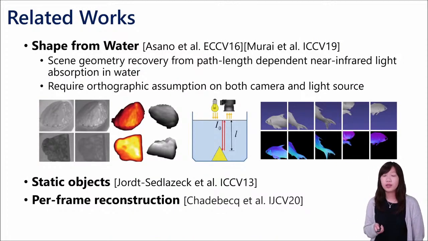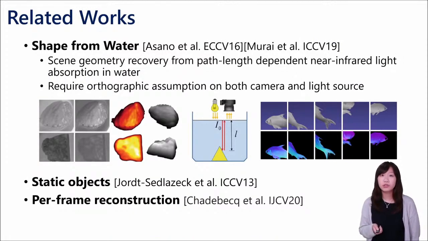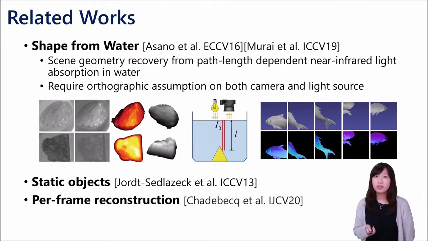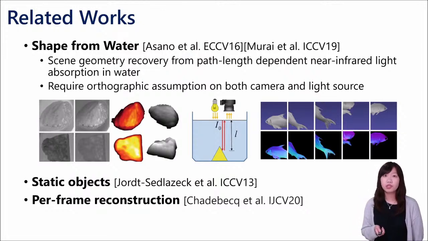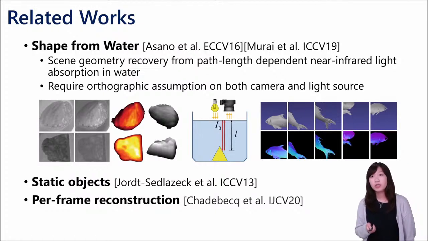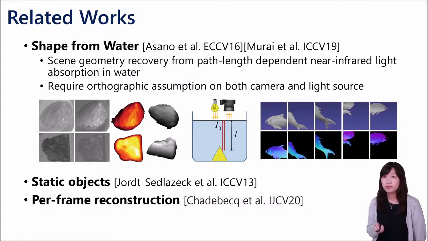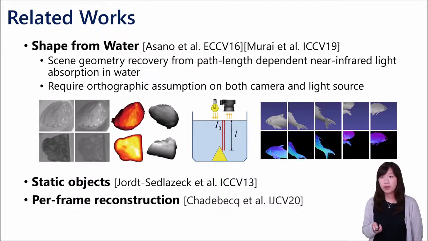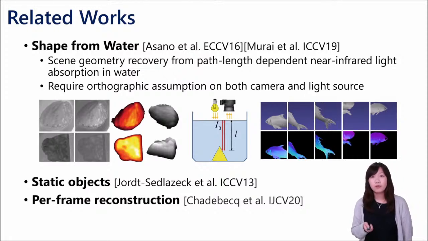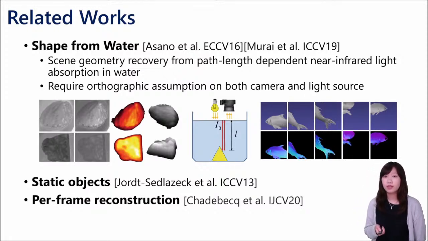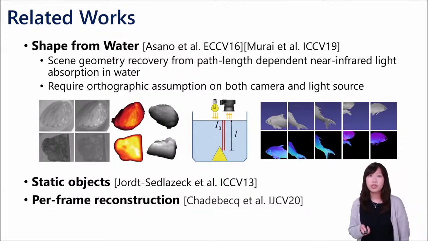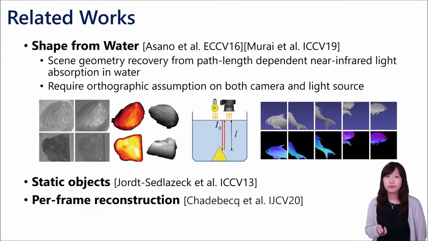Recent works have shown that path length dependent near-infrared light absorption in water can be leveraged for underwater 3D reconstruction. These methods strictly assume orthographic projection and directional light, which inevitably limits the field of view and thus the overall utility of the methods. Other past methods on underwater shape recovery are only applicable to either static objects or frame-independent dynamic objects. In other words, we could only reconstruct the shape of underwater objects as frame-wise isolated geometry.